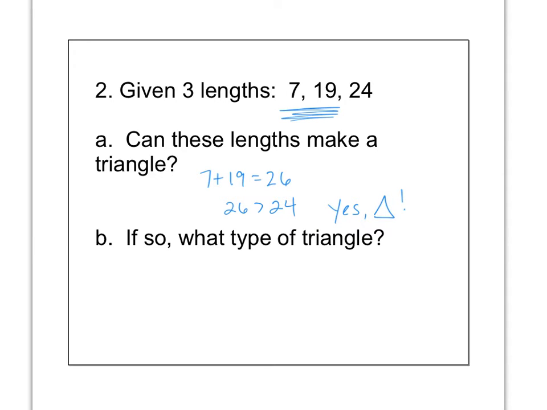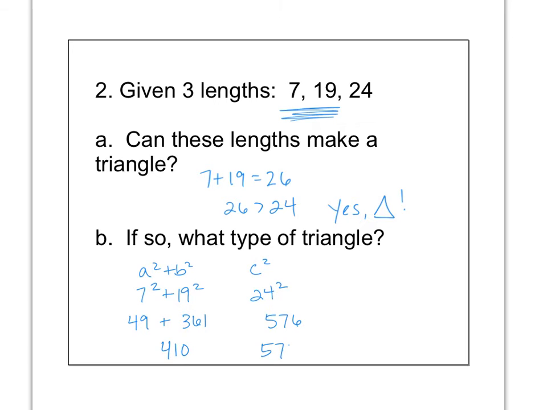Part B, you have to figure out, well, what kind of triangle? So now you basically do a squared plus b squared, and you see how it compares to c squared. So you're going to go 7 squared plus 19 squared and compare that to the 24 squared. So 7 squared is 49, 19 squared is 361, and 24 squared is 576. Okay, so add 49 and 361. I'm using my calculator. I got 410.